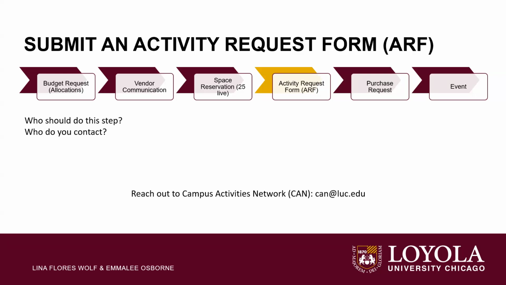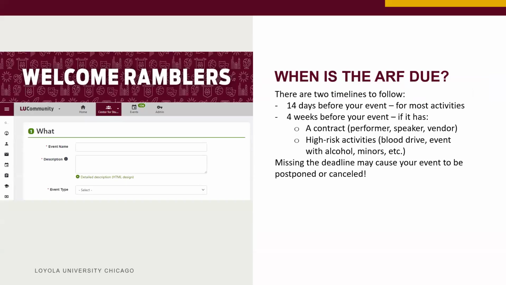If you have any questions about your activity request form, you can reach out to the Campus Activities Network, or CAN, at luc.edu, or if you are a Sorority and Fraternity Life organization, you can reach out to SFL at luc.edu. Once again, the event process can be done through LU Community. Information on how to do that is included in the pre-orientation materials for the president. So again, this might not be a role that is assigned to you, but it's just helpful to know.